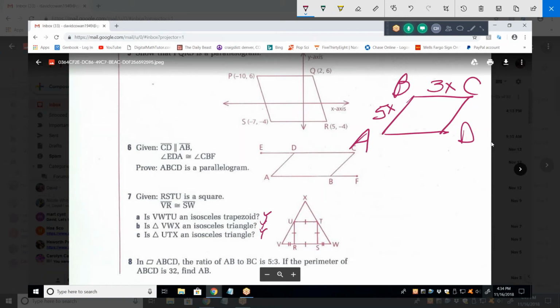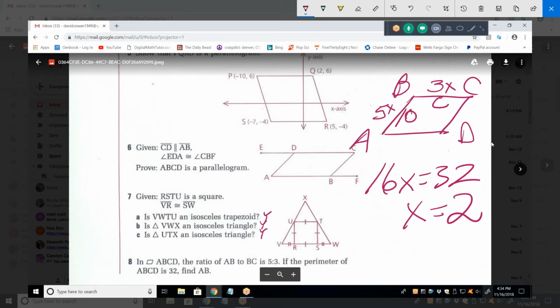Now what? It'd be 3x plus 5x plus 3x plus 5x equals 32. So it'd be 16x. So x equals 2. So what's AB equal to? AB is equal to 10. And that's 6. Okay. So the trick really on those kinds of problems is adding that variable.